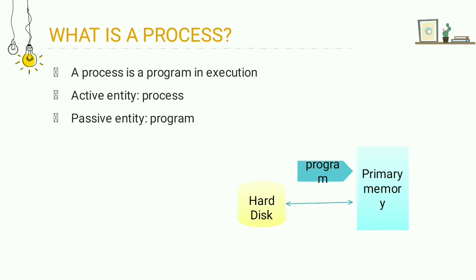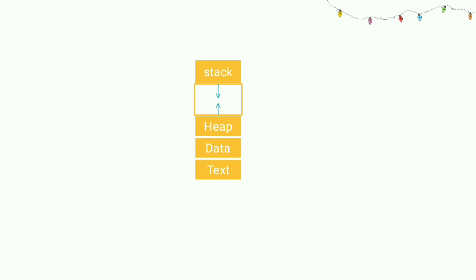A process includes text section, stack, data section, program counter, register contents, and so on. So let us see the structure of the process. Here the process has the stack, heap, data, and text. And we can see that the stack will grow downwards, whereas the heap will grow upwards.